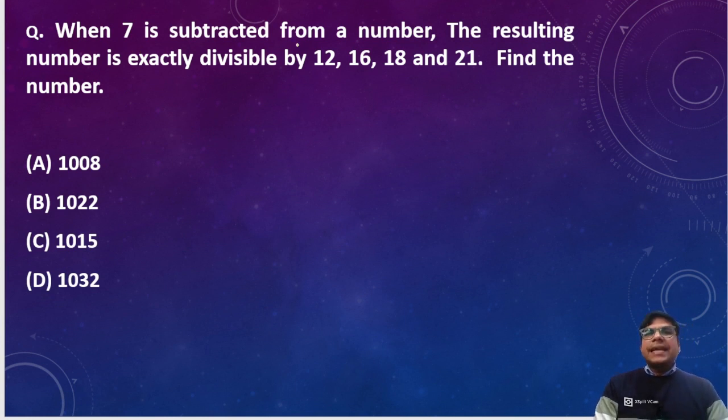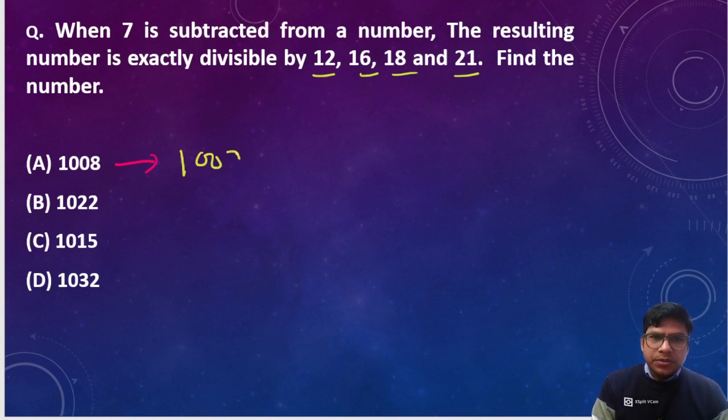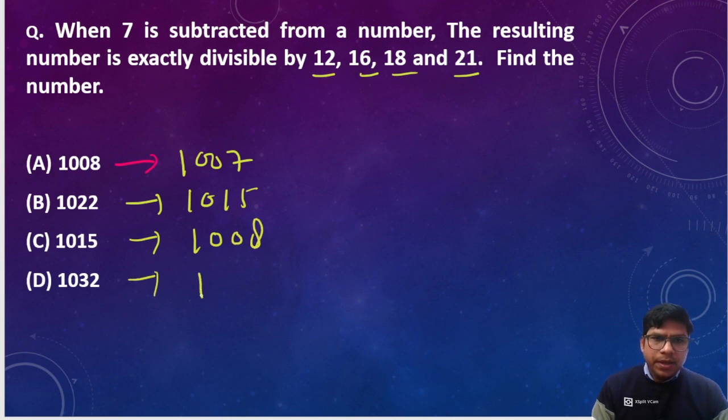When 7 is subtracted from a number, the resulting number is exactly divisible by 12, 16, 18 and 21. So just subtract 7 from these numbers, and you will get 1007, 1015, 1008, 1025. These are the numbers. So that option will be our answer which is exactly divisible by 12, 16, 18 and 21.